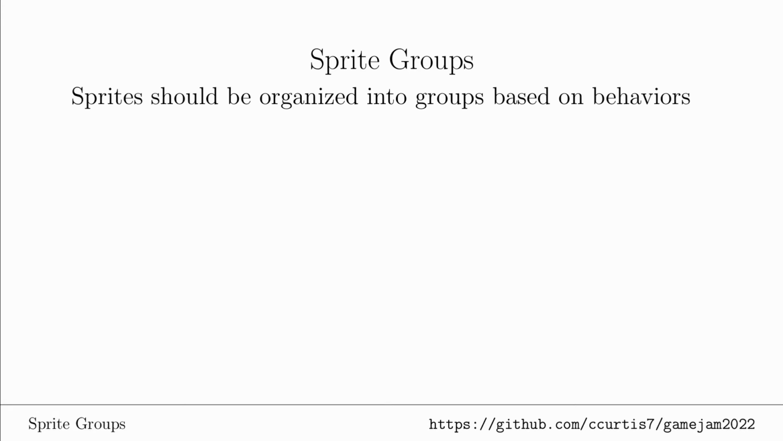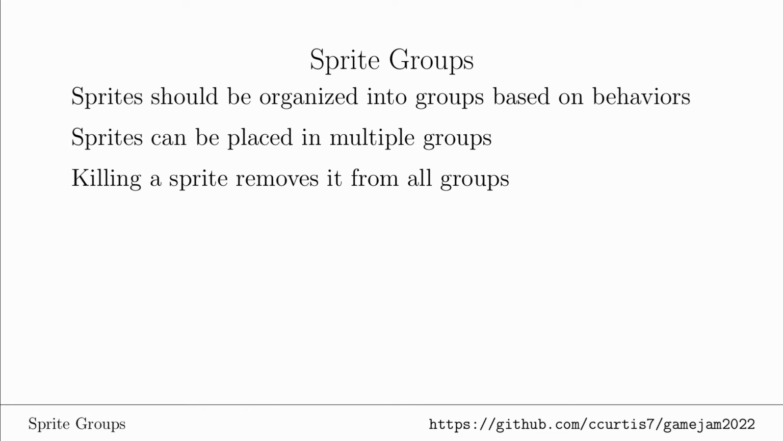We also want to be intentional about how we use sprite groups. We want to think about what each sprite group does and how different groups interact with each other. Most sprites will be placed into multiple groups because we want multiple things to happen. One nice aspect of sprite groups is that when a sprite is killed, it is removed from all the groups automatically. This means we don't have to go group by group to get rid of them.